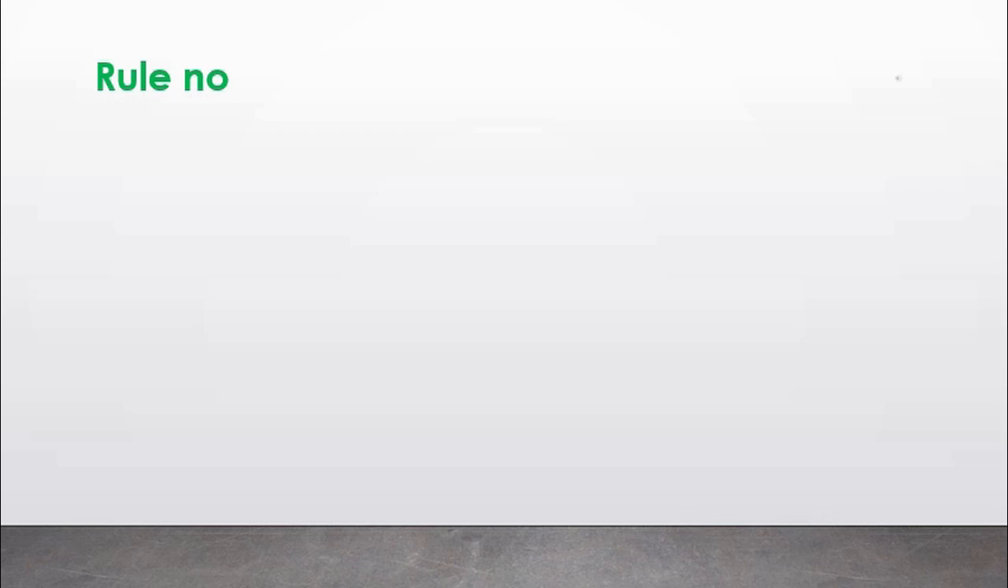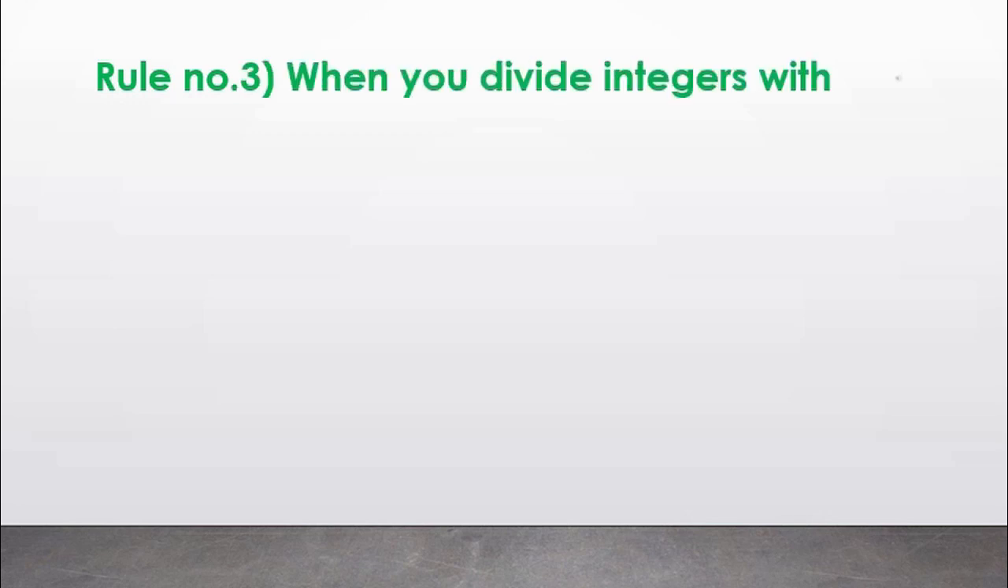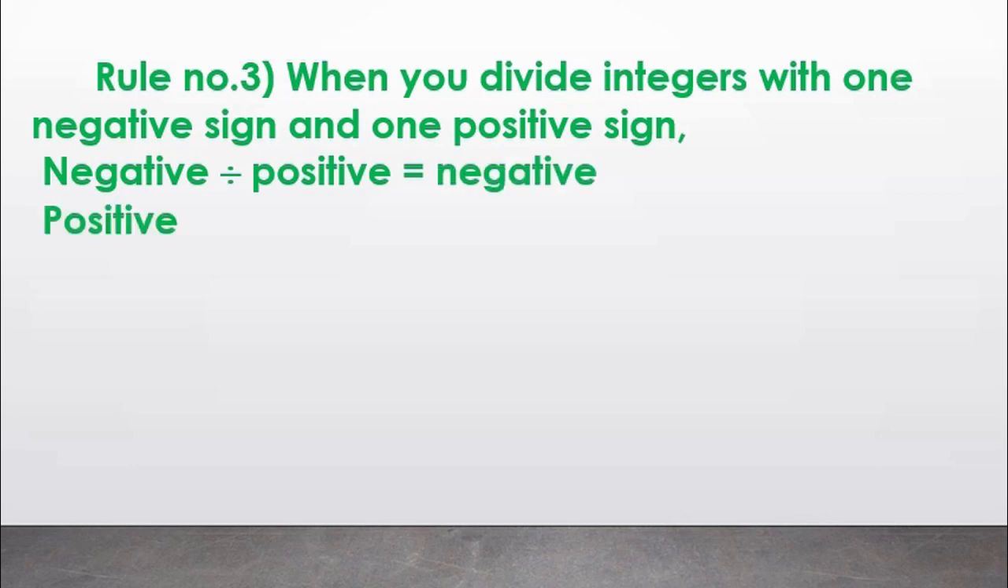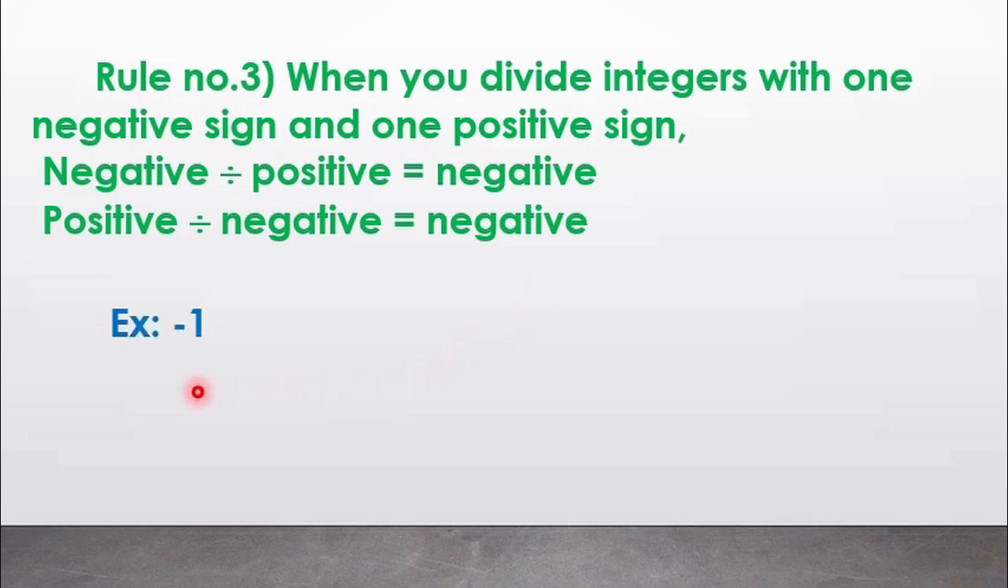Rule number 3. When you divide integers with one negative sign and one positive sign, negative divided by positive is equal to negative. Positive divided by negative is equal to negative. For example, minus 18 divided by 9 is equal to minus 2. Another example, 18 divided by minus 9 is equal to minus 2.